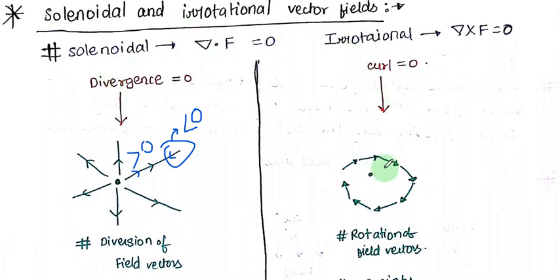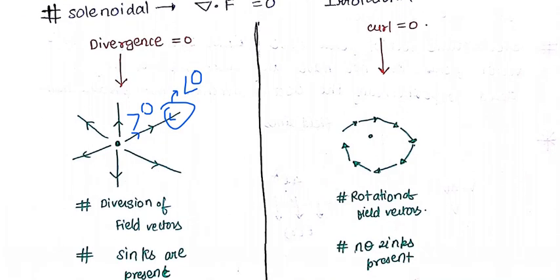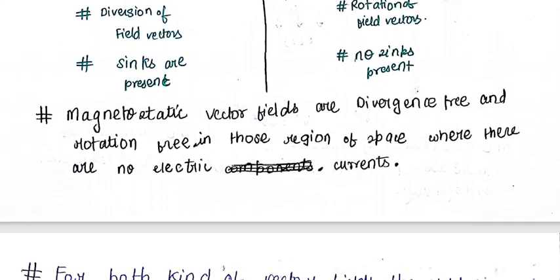And for irrotational, what curl means is when a vector just rotates around a point. When the vector field vectors just rotate around a point, they do not have any sinks or sources, they just curl. As the name suggests, they curl around the path. There are no sinks present here.